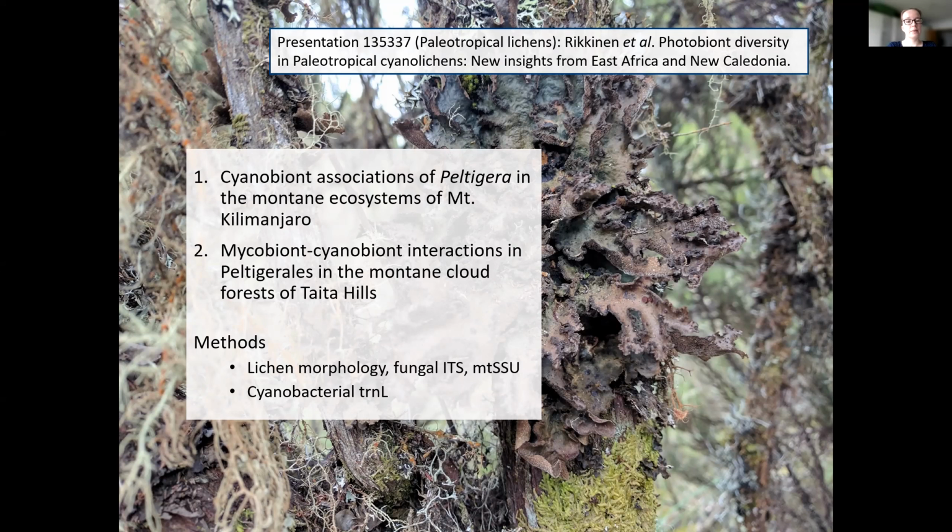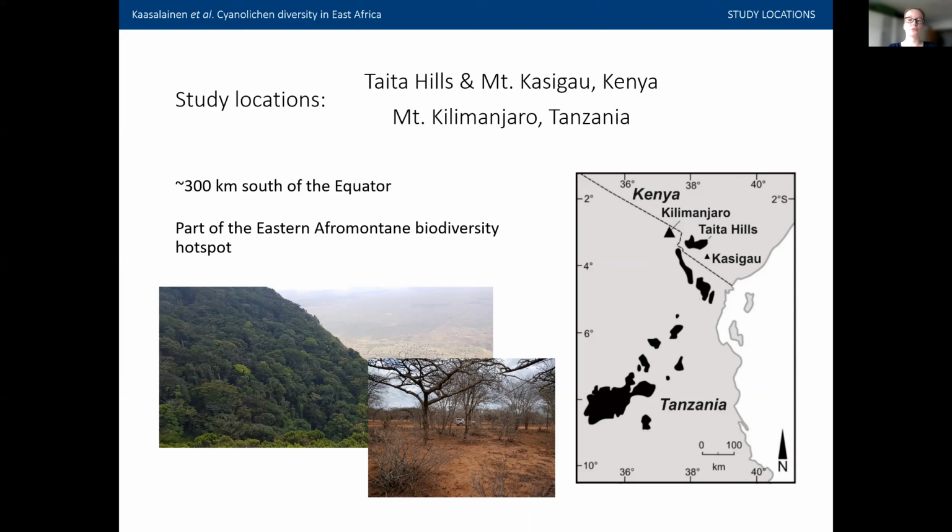So our study locations, the Taita Hills and Mount Kasigau, and then Mount Kilimanjaro, are all approximately 300 kilometers south of the equator. And they are not that far away from each other. There's maybe 50 to 60 kilometers in between the mountains, but they are separated by this very dry savanna and woodland area. And these mountains, along with the other mountains in the area, are part of the Eastern Afromontane Global Biodiversity Hotspot, and they are known for very high species diversity and many endemics in several groups of organisms.